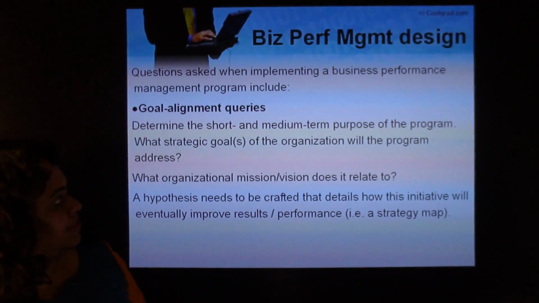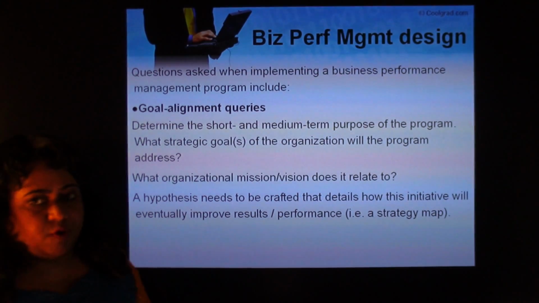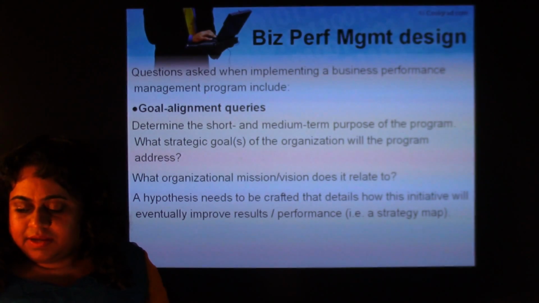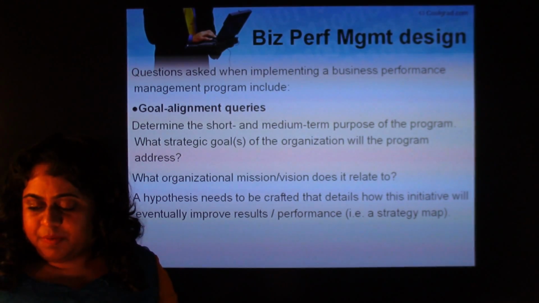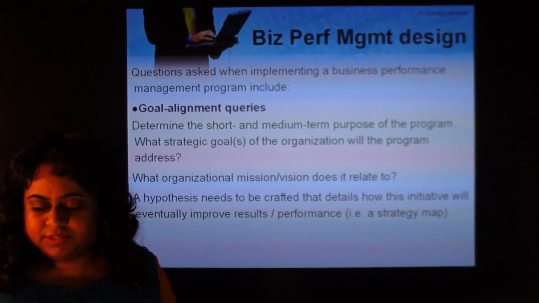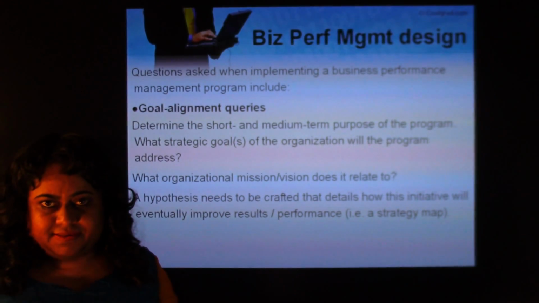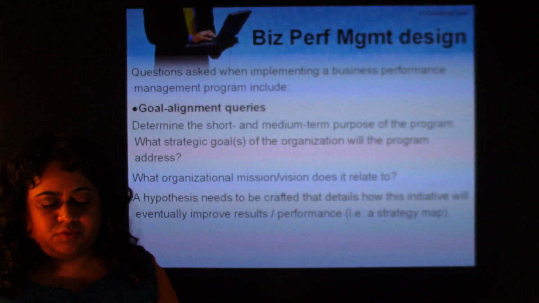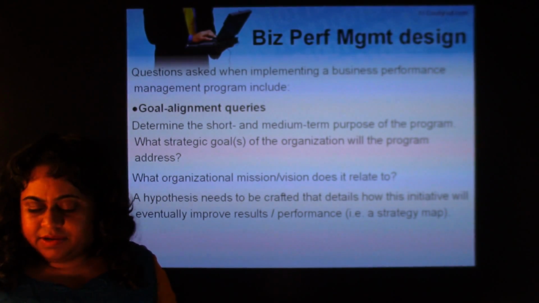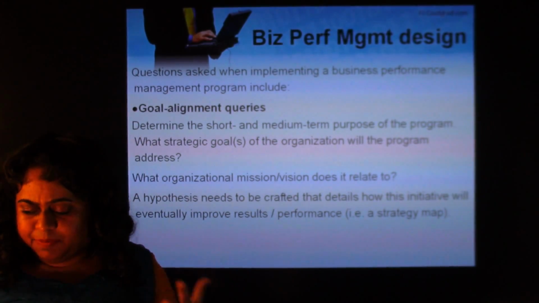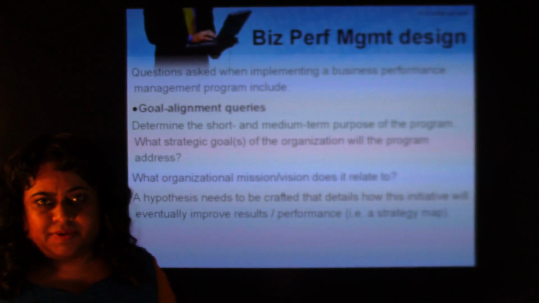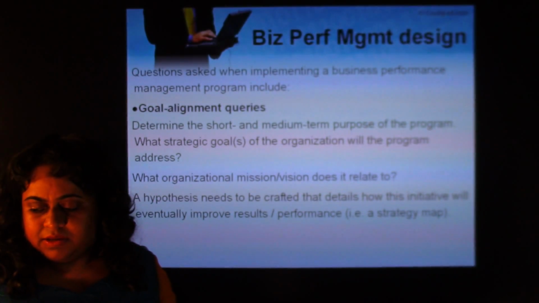So questions asked when implementing a business performance management program include goal alignment queries. So determine the short and medium term purpose of this program. What strategic goals of the organization will the program address? Does it align to the organization's mission? How long will it take to achieve this goal? And so we have to prepare hypotheses about how a new initiative will eventually improve results and performance in a strategy map. So these are some of the things we do using business performance management.